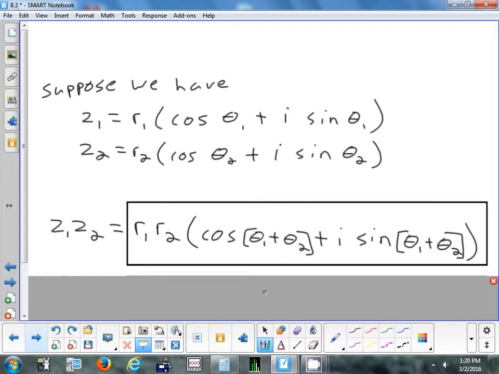All right, so to multiply two complex numbers together, all you have to do is multiply the radii and add the angles. That's it. Multiply the radii, add the angles.